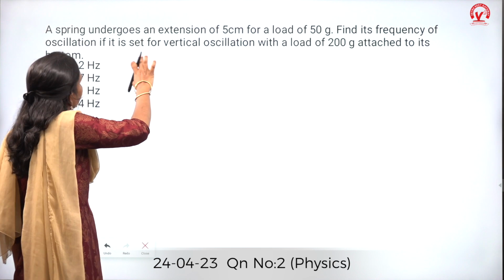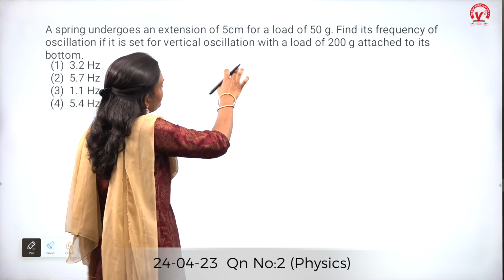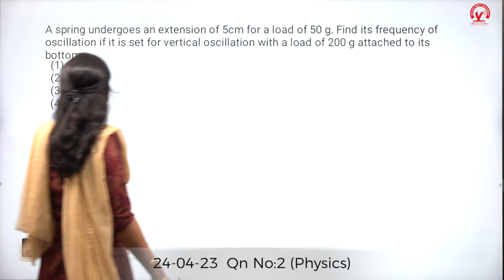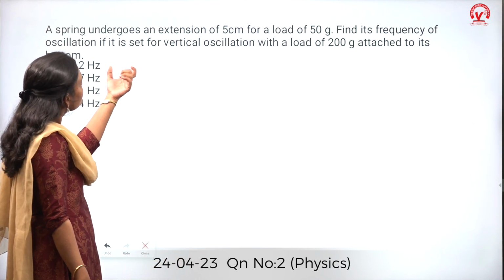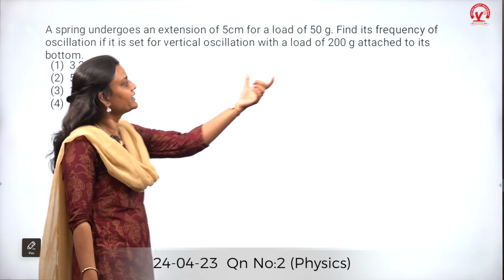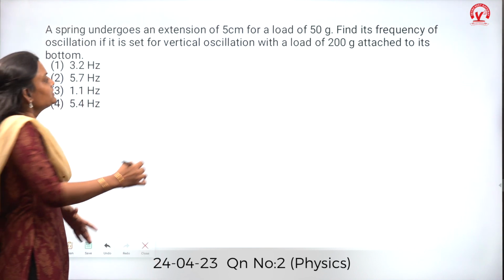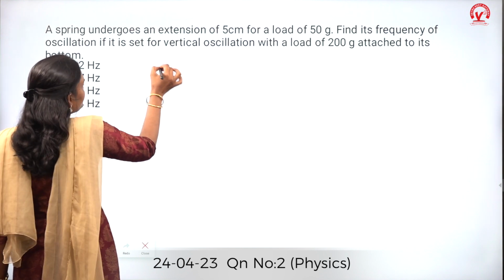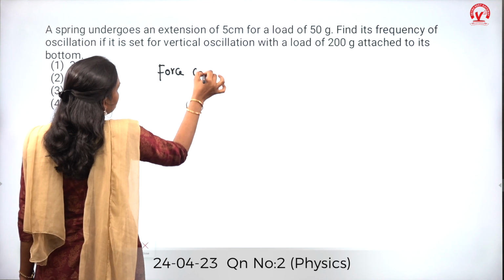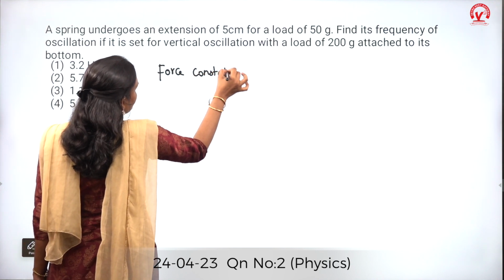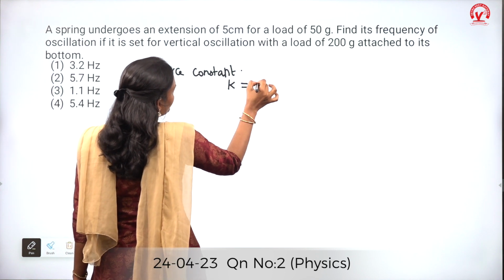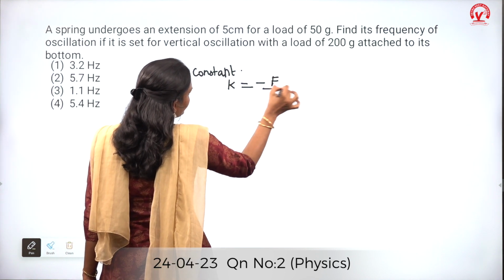A spring undergoes an extension of 5 cm for a load of 50 gram. Find the frequency of oscillation if it is set to vertical oscillation with a load of 200 gram attached to its bottom. Here we need to find the force constant. Force constant K is equal to minus F by X.